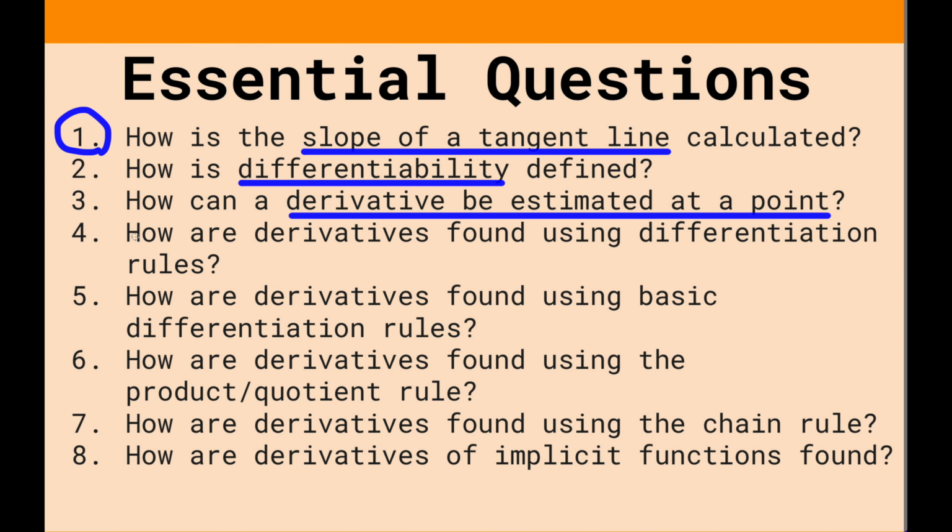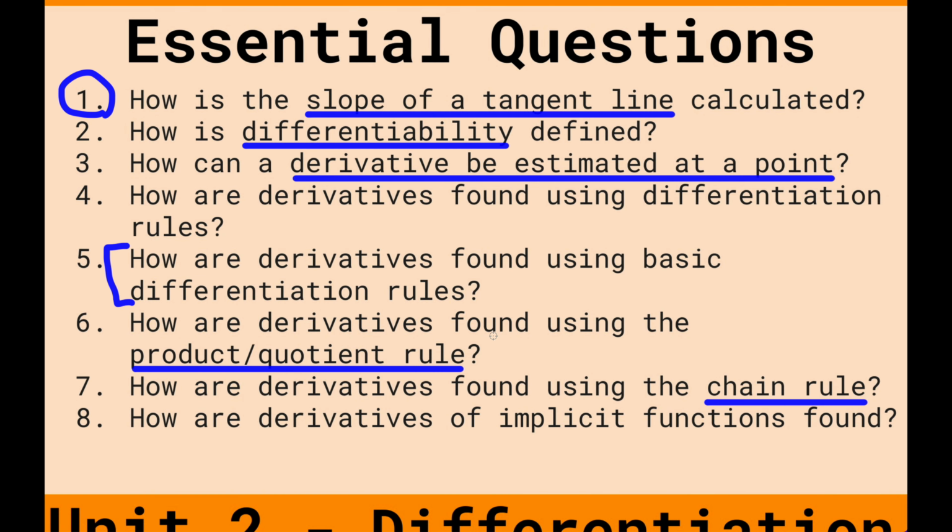Four, how are derivatives found using differentiation rules? There are going to be these things called derivative rules or differentiation rules that we're going to use to procedurally find derivatives of specific functions. Five, how are derivatives found using basic differentiation rules? There are basic differentiation rules that are part of this differentiation rules umbrella, but there are also ones that are a little bit more advanced, like product and quotient rule. There's another one called chain rule as well, but they're all differentiation rules. They're all just rules that you use to figure out derivatives. So a large part of the unit is going to be using those rules to figure out derivatives.